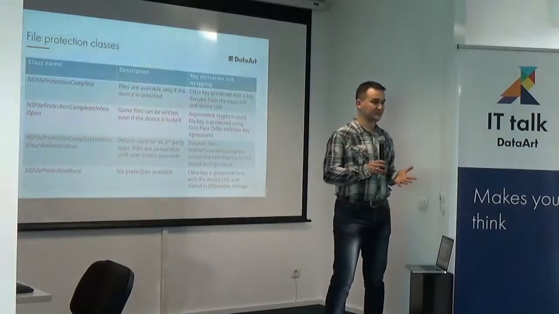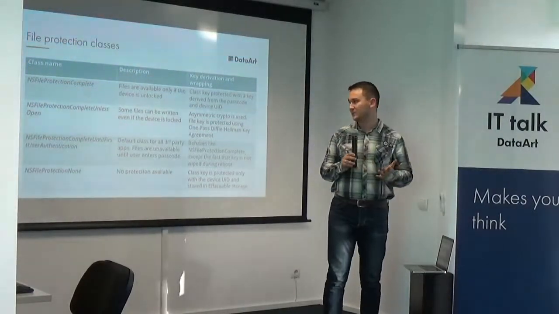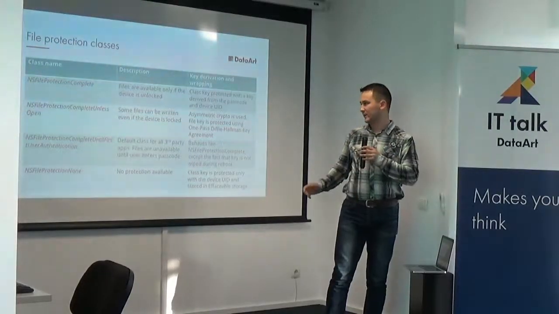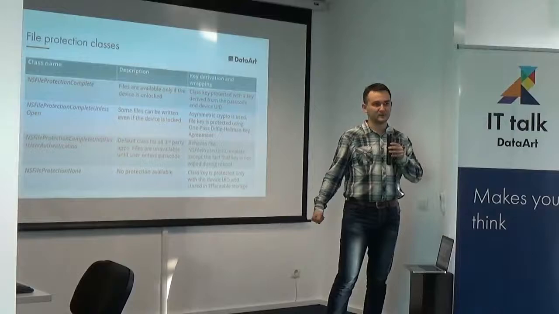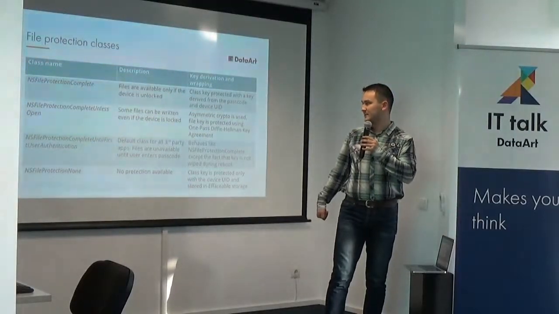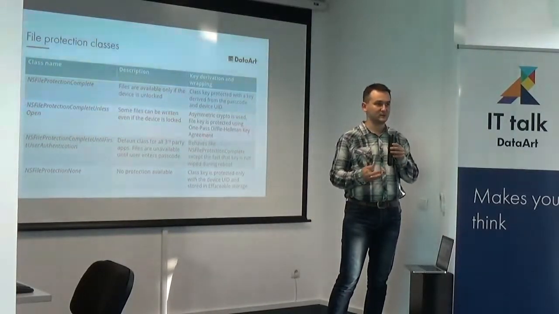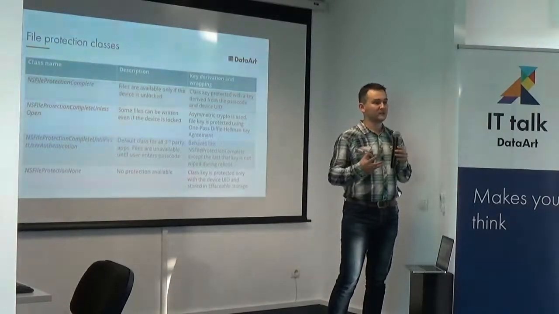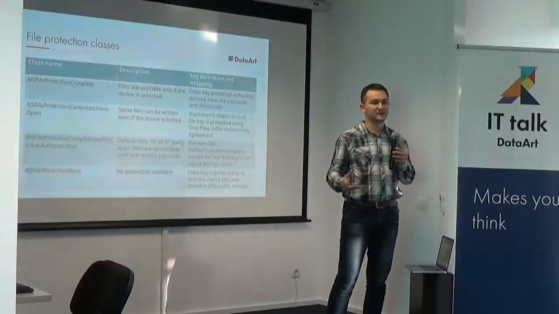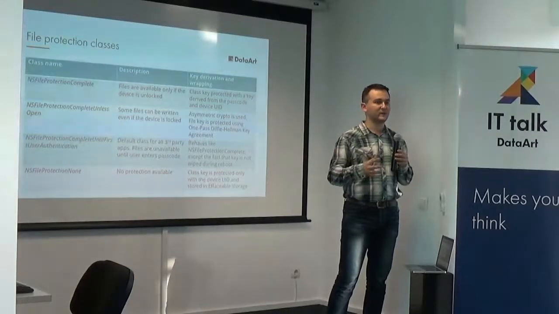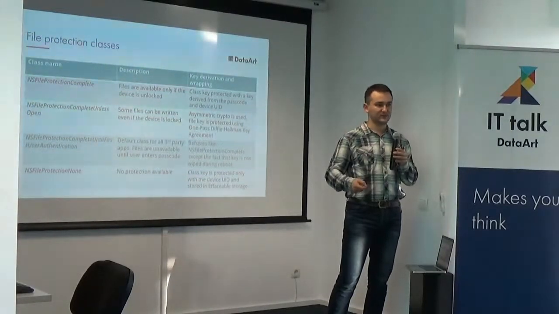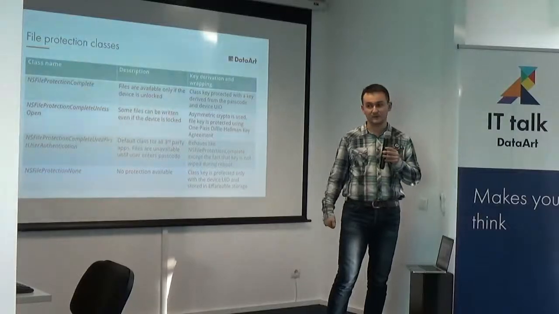The second class is the file protection complete unless open. This is a more relaxed way of working with the sensitive data. It means that some files can be written on a disk even if the device is locked. The common use case is the mail application. Let's say you received a mail with a large attachment. So you've pressed on the load attachment and you went off this application and you suddenly locked the iPhone.